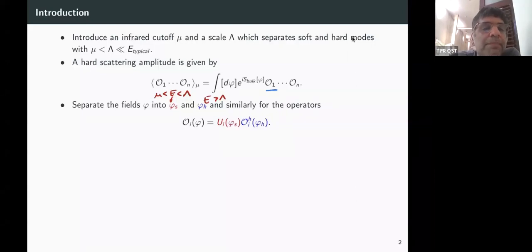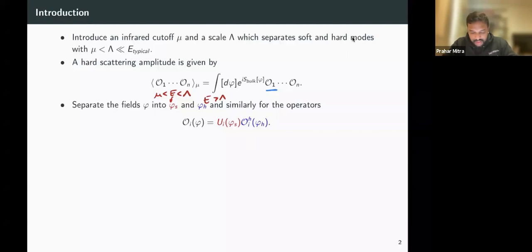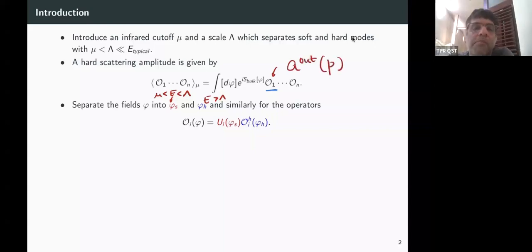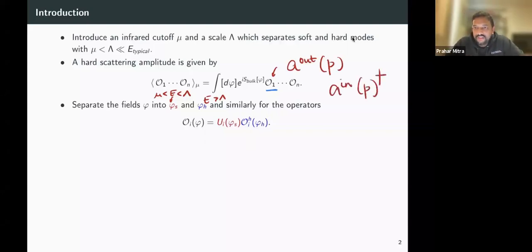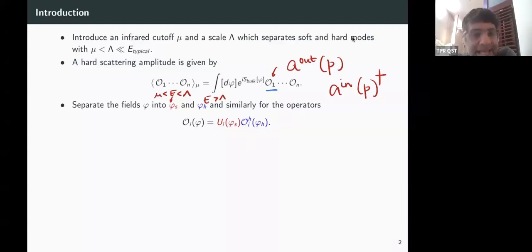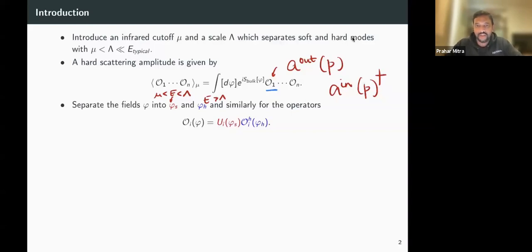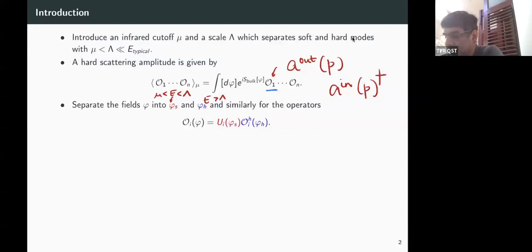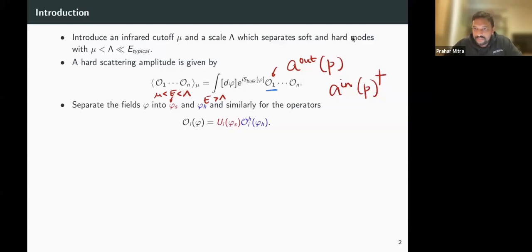Sorry, and these operators, Prahar, are they on shell? They're all on shell. I'm going to give you all the explicit details soon, but they're all on shell. So these are just the creation annihilation operators. Think of them as a_out, momentum, or a_in, p dagger, the in and out creation and annihilation operators that you insert. So this thing is the S matrix? This is the S matrix on the left-hand side. Okay, thank you. It's not a correlation function. The LSZ theorem has been used already to extract out appropriate poles, and it's just the S matrix.